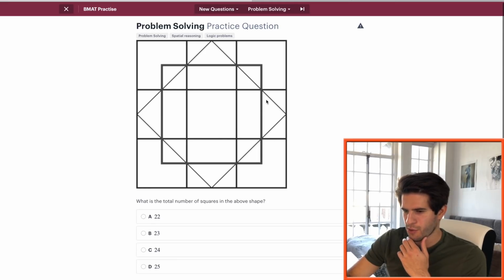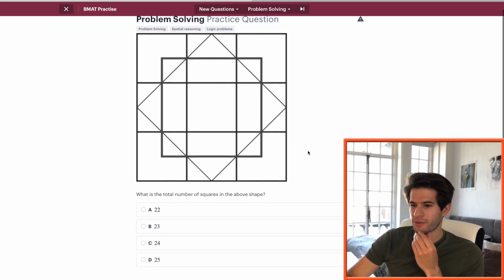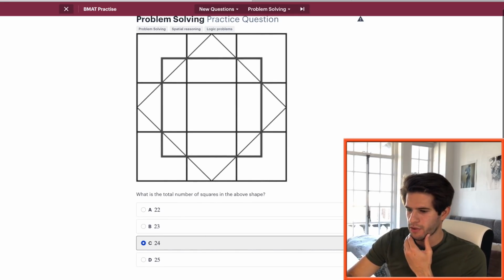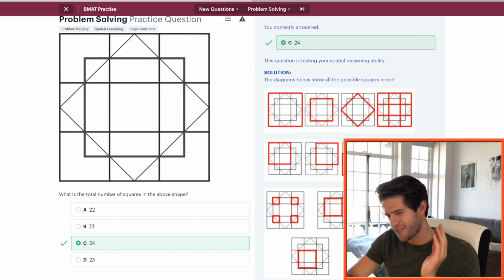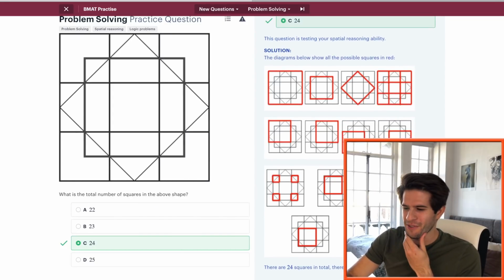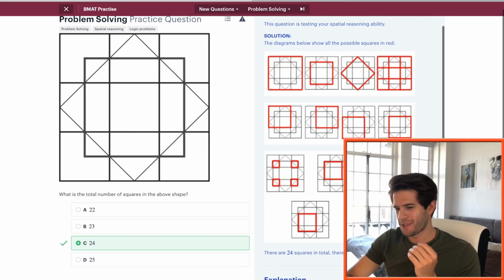Okay, clearly there's some more hidden squares in this shape. 21, 22, 23, 24, and then I don't know if I'm gonna find a 25th somewhere, so I'm gonna go with 24. Oh, awesome. Okay, I'm so happy I got that right. I was gonna feel really tricked if I didn't get all those squares.